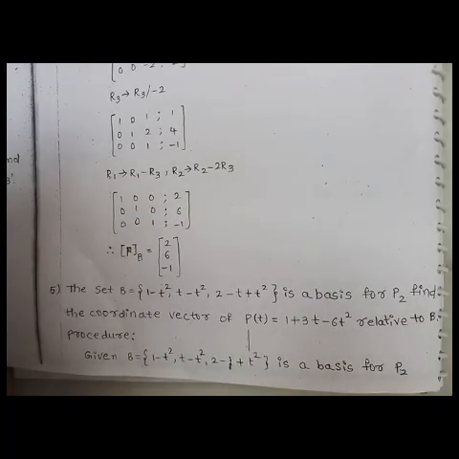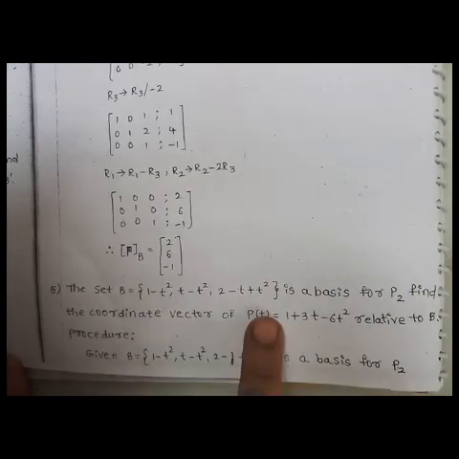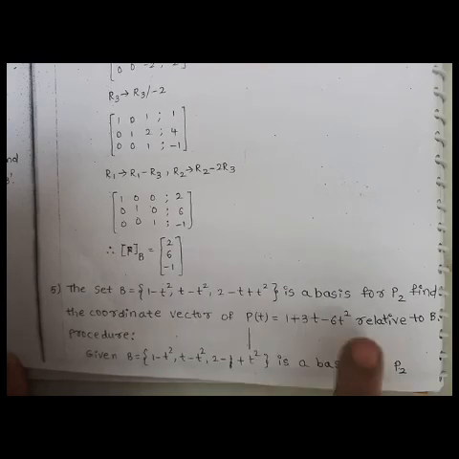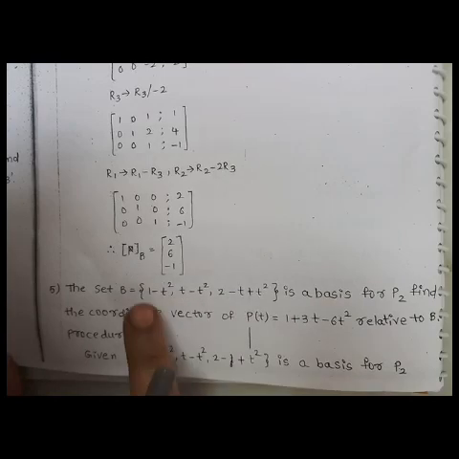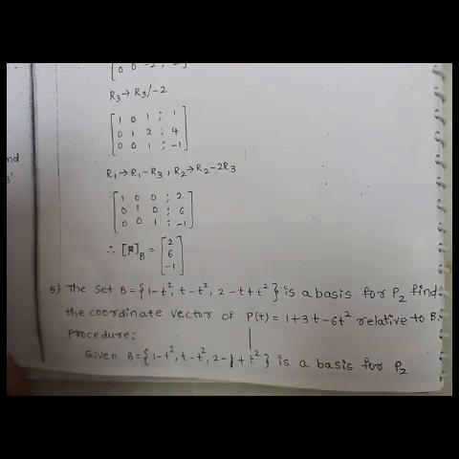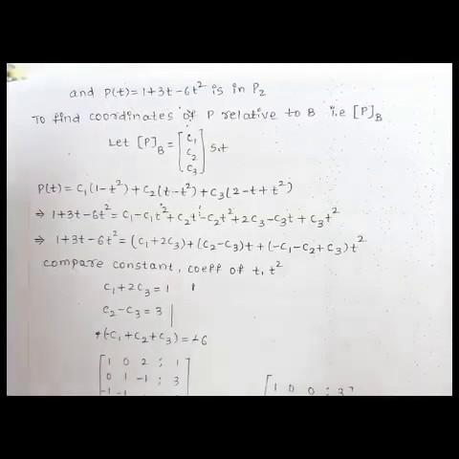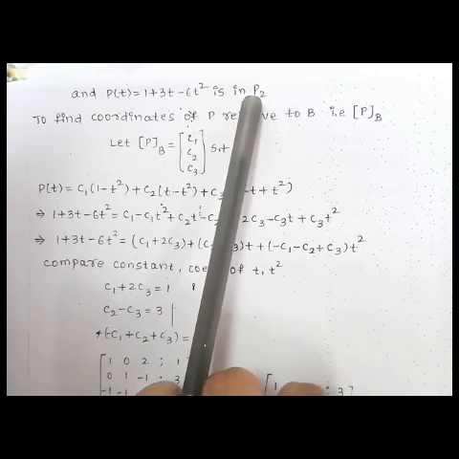Now let us see the practical problem 5, which is similar to the fourth problem. Take the basis for P2, same, find the coordinate vector of P relative to the basis. Same, but the vectors will be different. So take the basis as it is. So here also P of t is given. In P2 we should have 3 vectors, that is 1, t, t square.